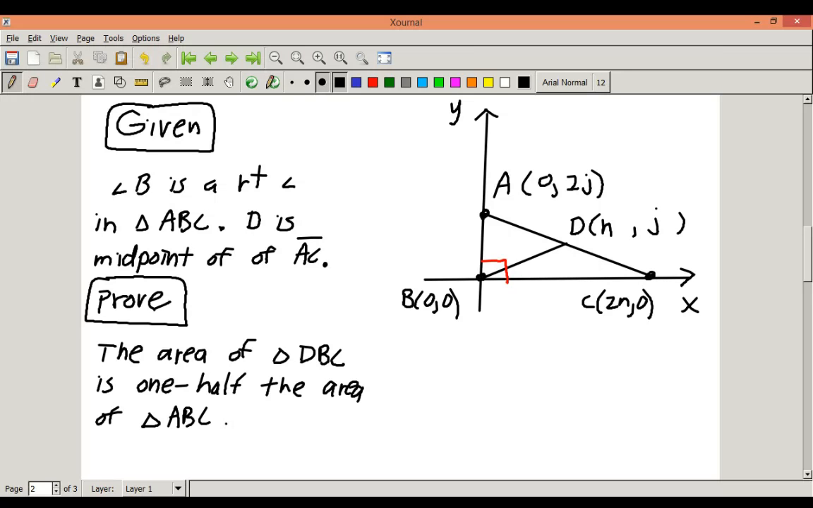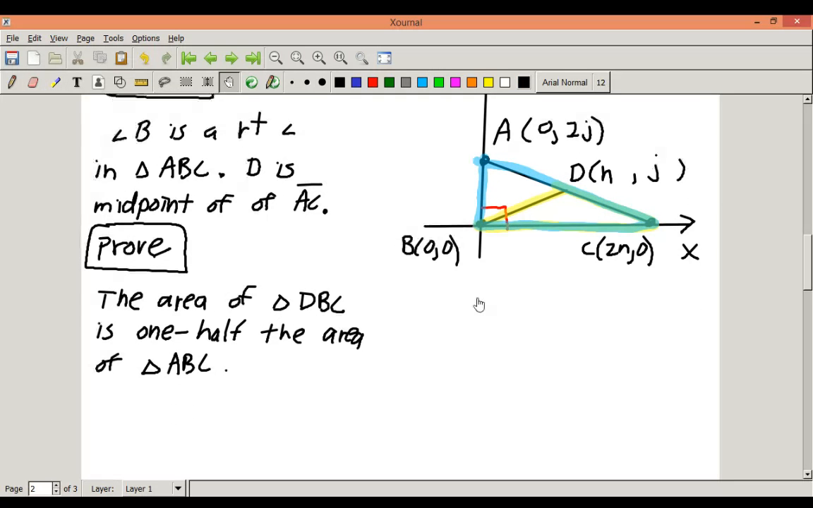Same thing here, we're going to prove, and again I'll highlight these triangles. We're going to prove the area of that small triangle DBC is going to be half the area of triangle ABC, the larger one. This time, except we don't know any coordinates to help us. Okay, but it's done the same way.